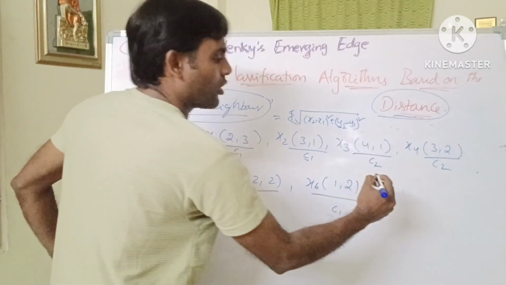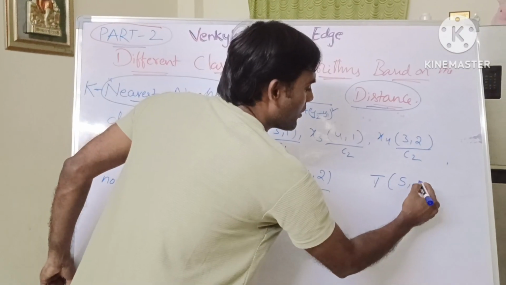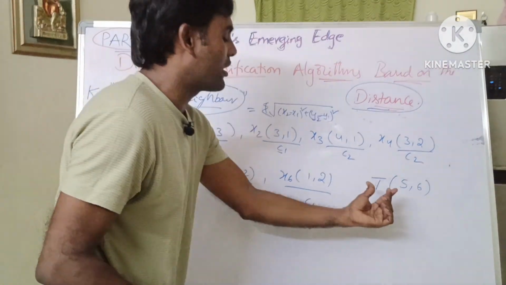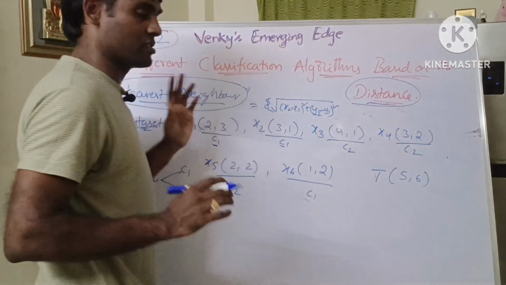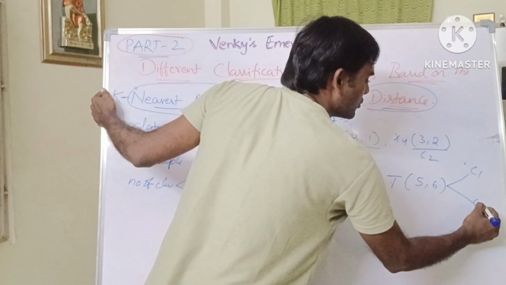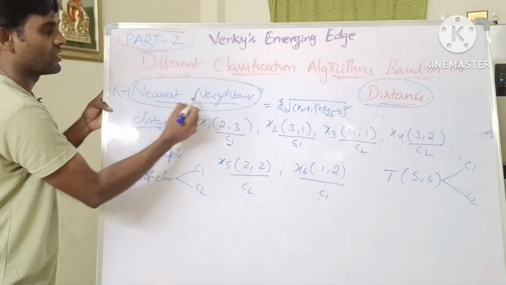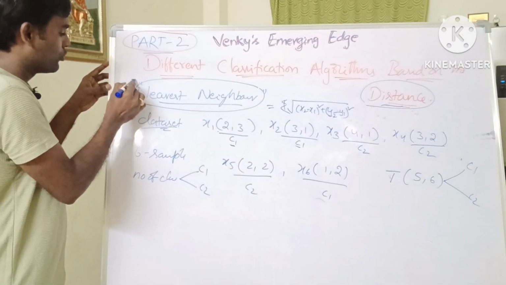Here we are also taking one more challenge. T is a new data item, for example, 5, 6. So the new data item 5, 6 is related to which class? Either class 1 or class 2, based on this data set. Now we are applying K nearest neighbors. So here we are adding a new data item.